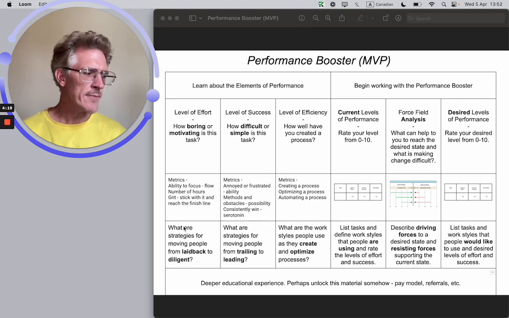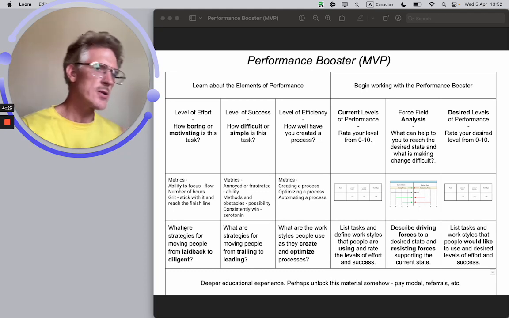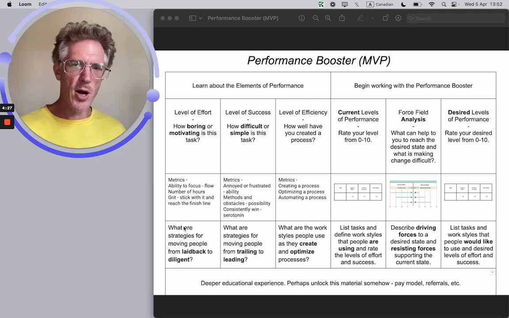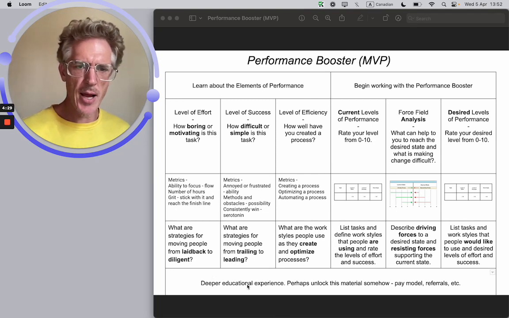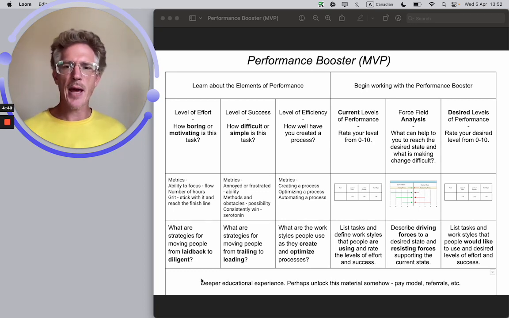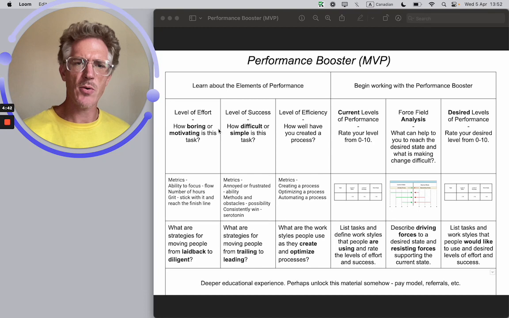We're probably also going to have to eventually start talking about what comes next. So you have your MVP, and then what? Where does the MVP take you? What is the learning process? As you can see down here, it says a deeper educational experience, perhaps unlock this material somehow, pay model, referrals, etc. So how do I actually get paid? And then what is the user experience? There are a couple of factors related to how to understand each of these ideas.